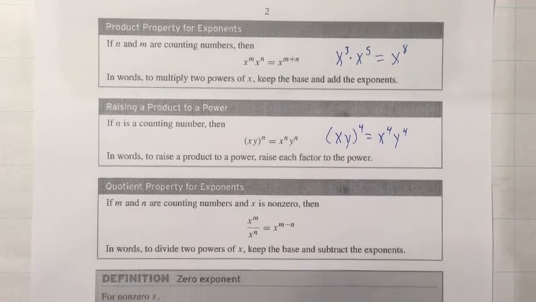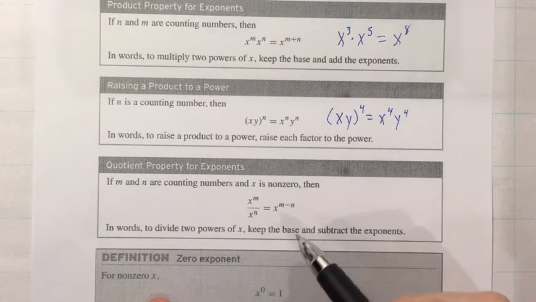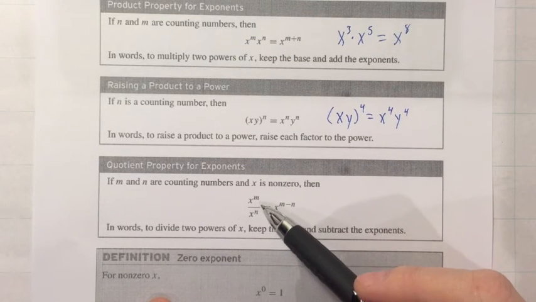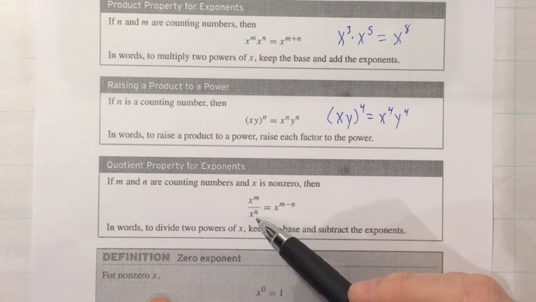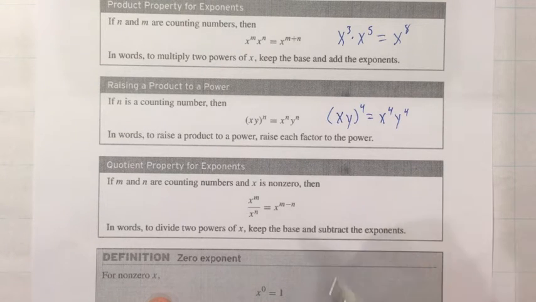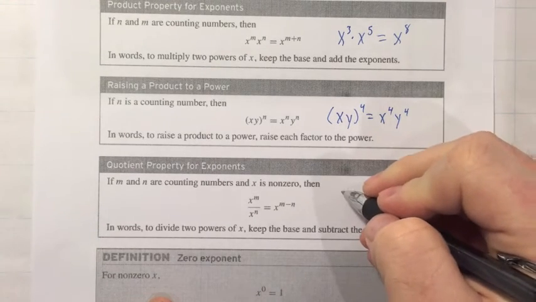And then we have the quotient property for exponents. That's one of the ones we discovered on the previous page. It says if you're dividing two things that have the same base, you can just subtract the exponents. And we saw examples of that.